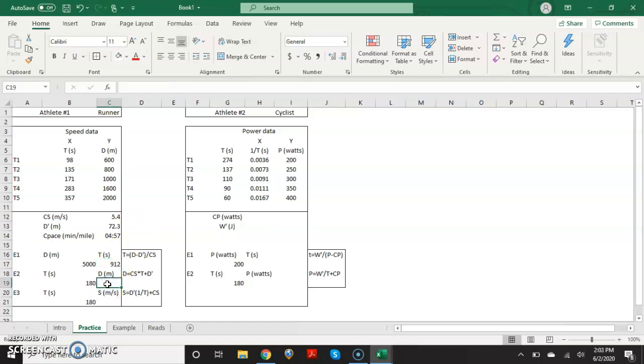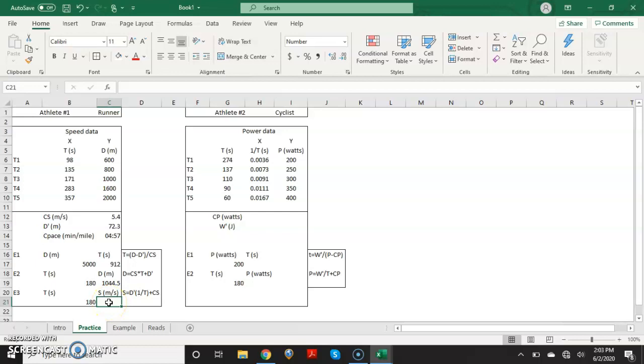So next, we can do the opposite of that. And that's simply critical speed times the known time plus D prime. And there you go. The last one here is not necessarily a rearrangement of this same y equals mx plus b. However, this does work as well.